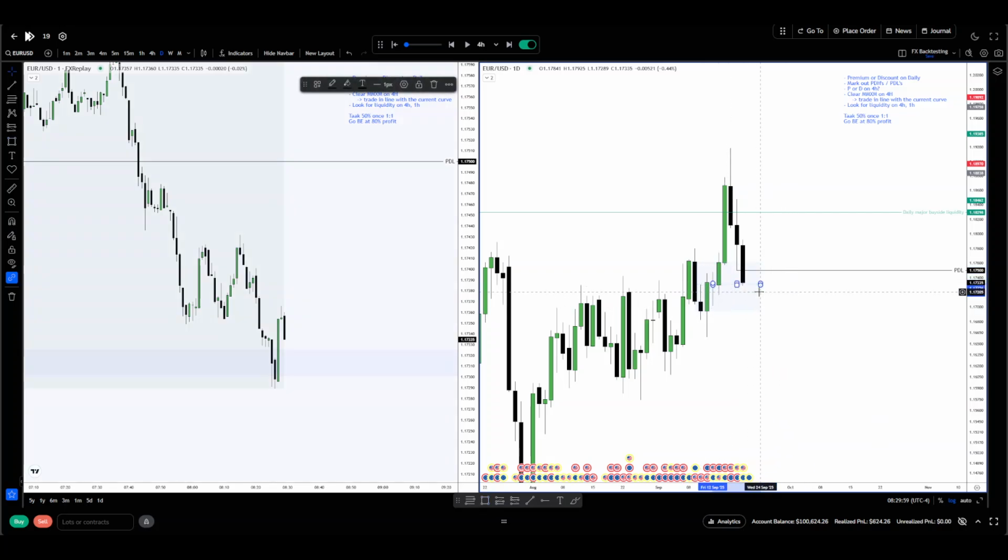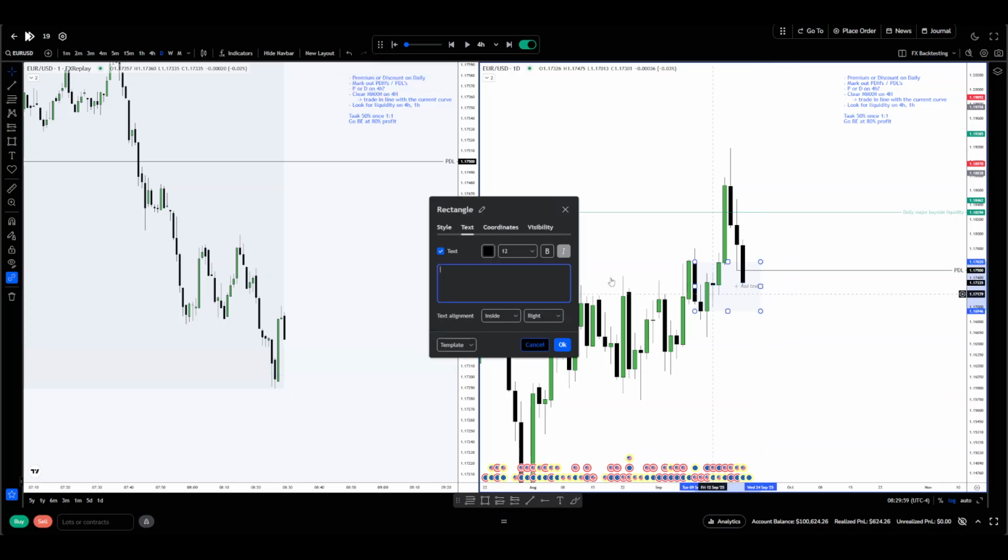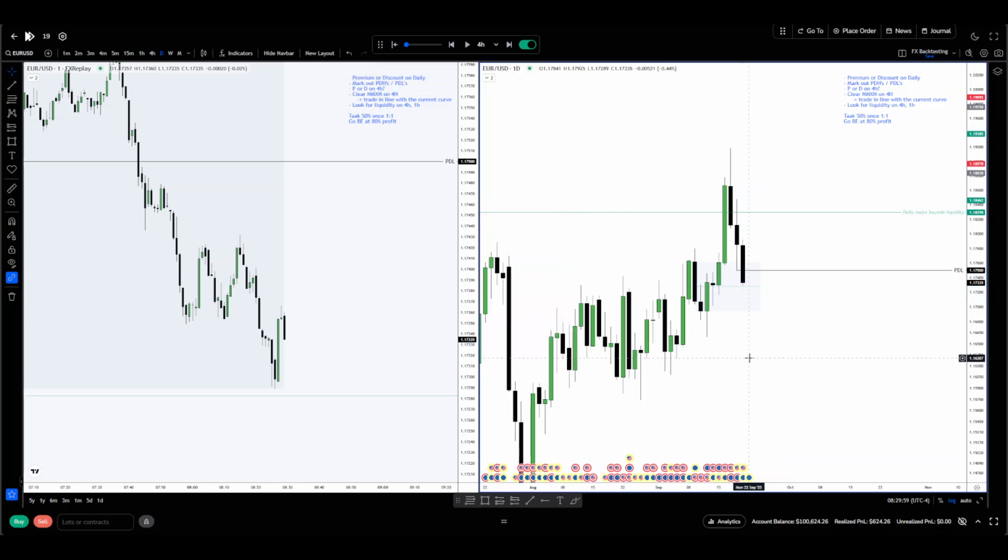So let's remove this one. And I'd like to see the mean threshold of this order block. And yeah, because it took out liquidity and created a value gap, this is a strong order block.